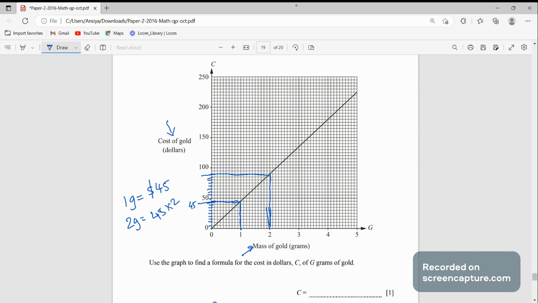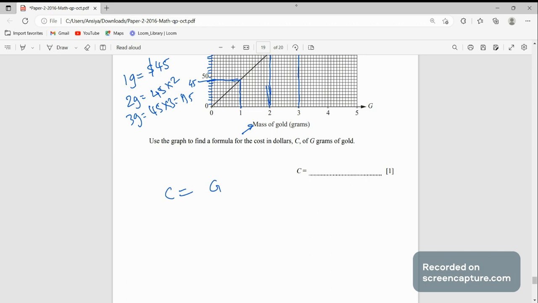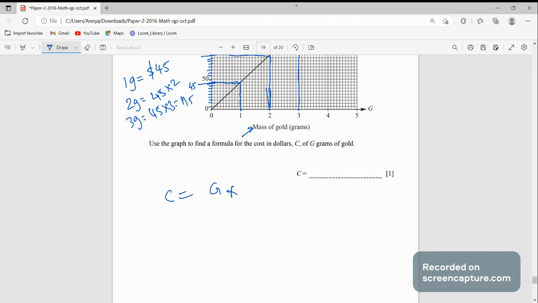So if you look for 3 grams, we will go up. This is the stop. And what will be this? 100, 5, 10, 15, 20, 25, 30, 35, 135. So 3 grams equals 45 into 3, that is 135. So that's how we are understanding the relationship, that C equals gram multiplied by 45.